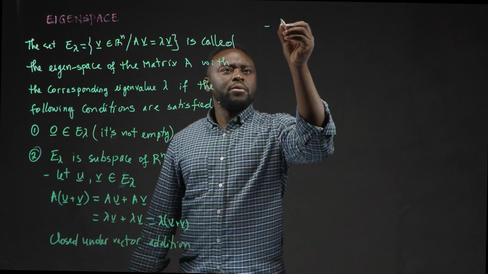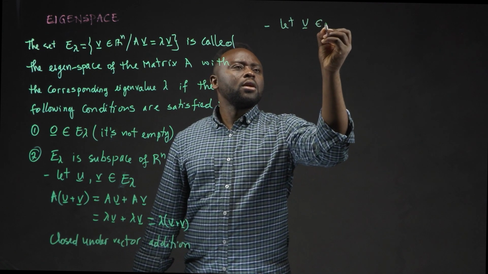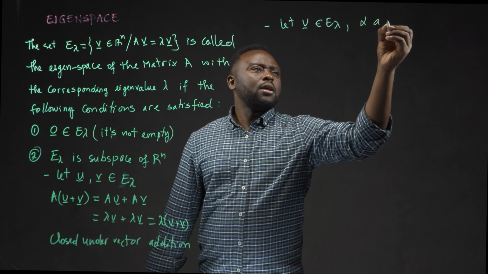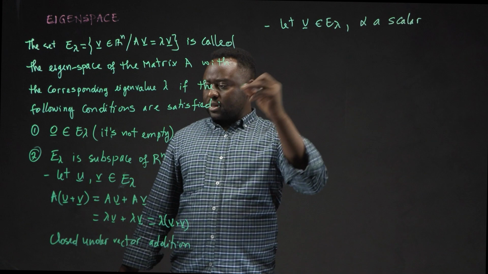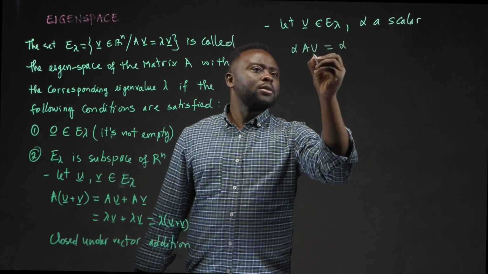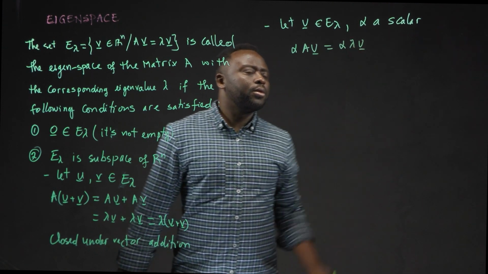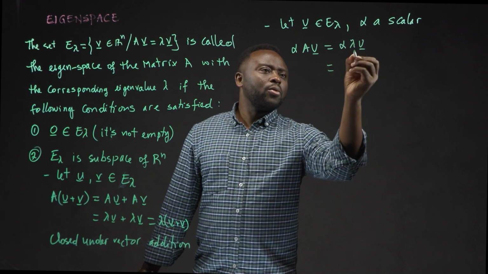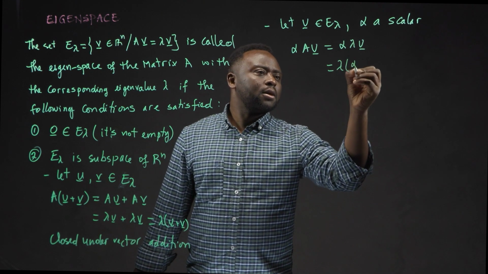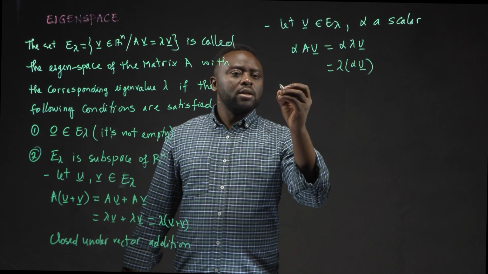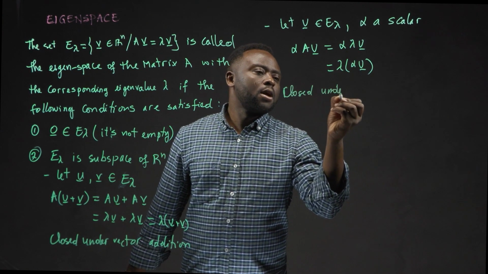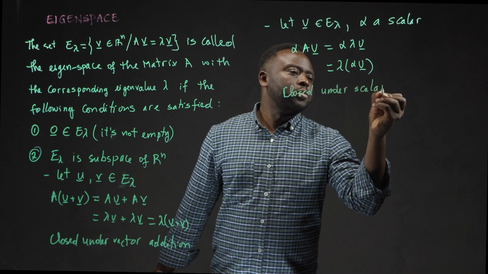Alright, for the second step, we let U be in E lambda and alpha is a scalar. If you multiply this, A alpha U is equal to alpha times lambda U. Alright, here we can put alpha in front since it's a constant. This becomes lambda alpha U, and this means that it is closed under scalar multiplication.